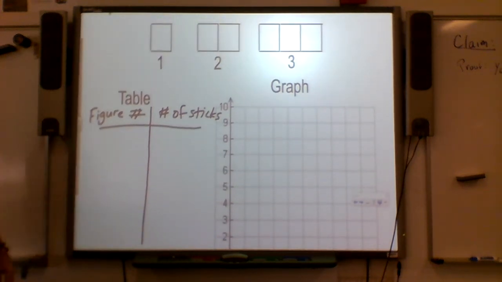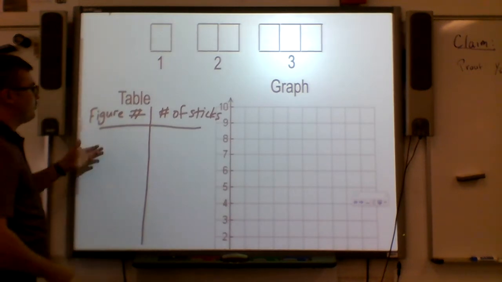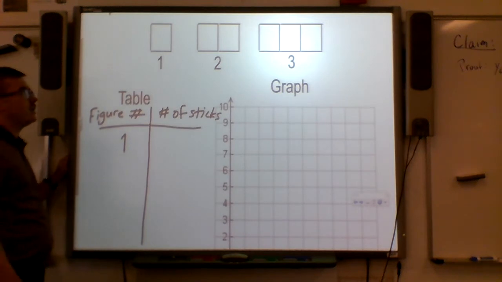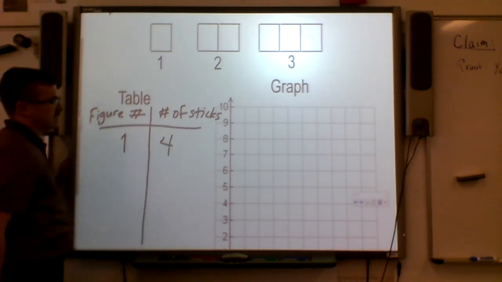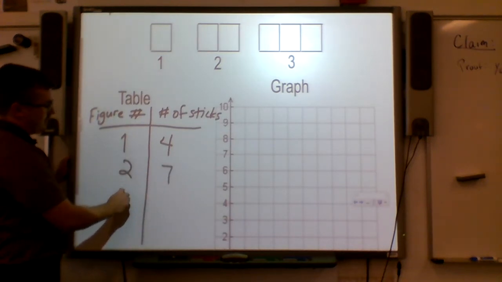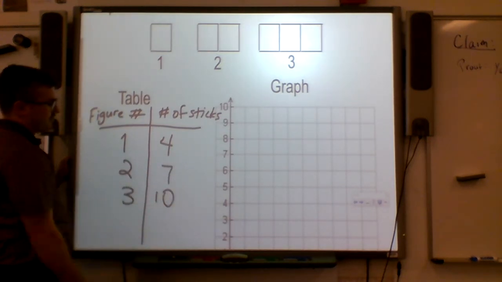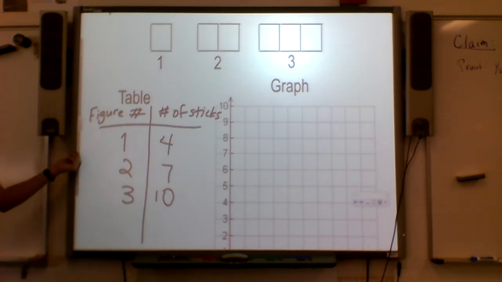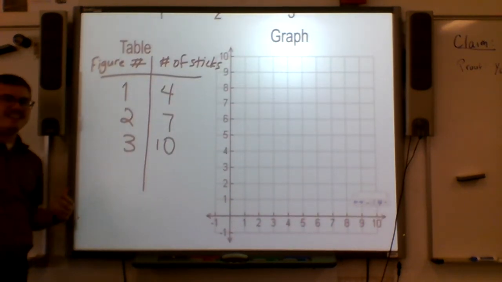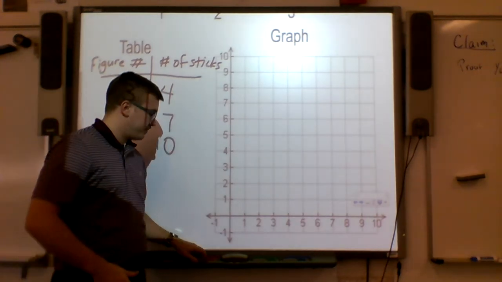So if we look back up here at what our representation said, in figure number 1, that's where we're going to start. In figure number 1, there were 4 sticks. In figure 2, there were 7. In figure 3, there were 10. So my claim is that this relationship is a linear function.